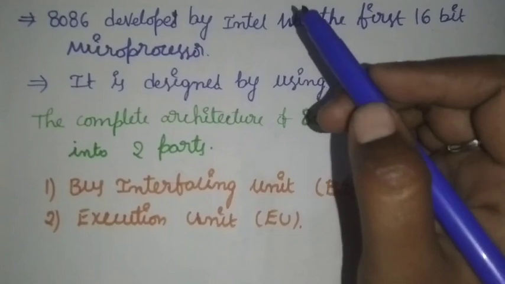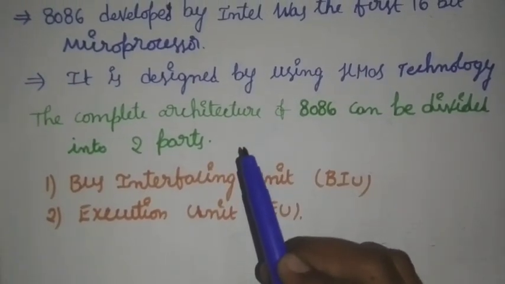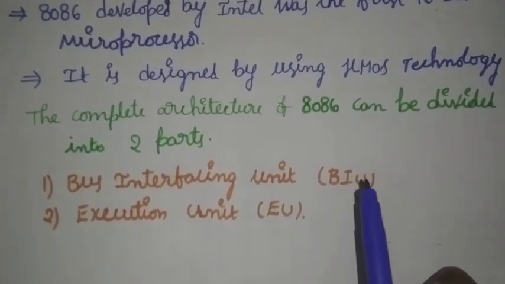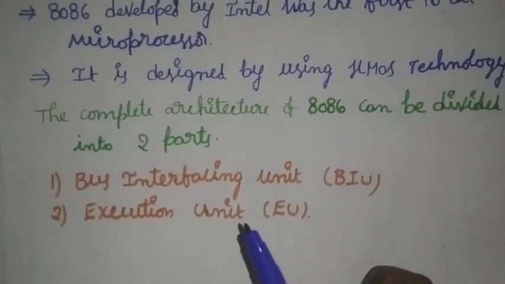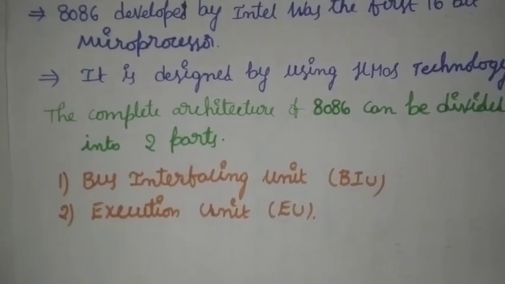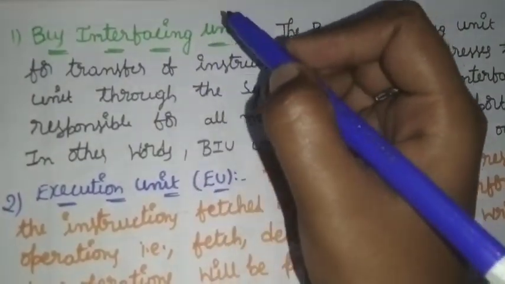The complete architecture of the 8086 can be divided into two parts. The first one is the bus interfacing unit, which is nothing but the BIU. The second one is the execution unit, which is nothing but the EU. The first one is the bus interfacing unit.